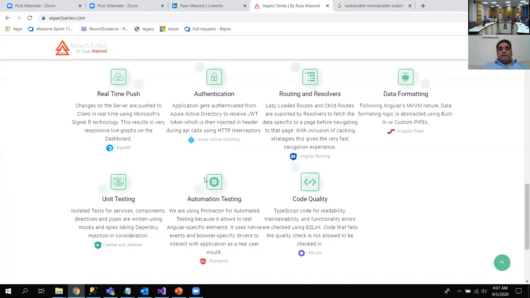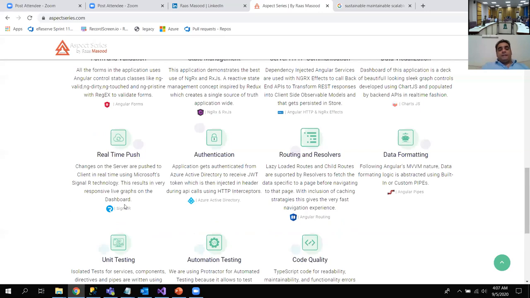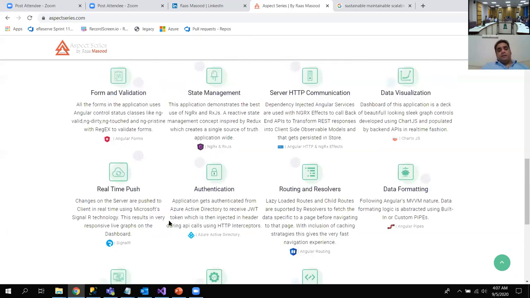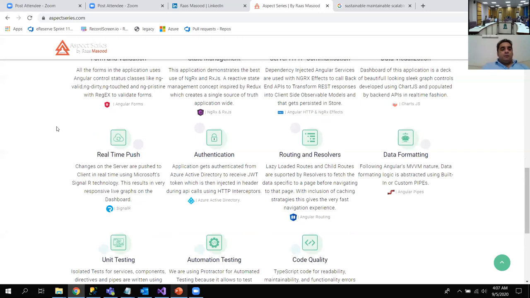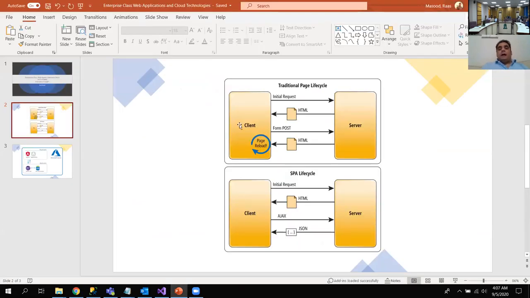In the same way, I have a concept of real-time push. What is real-time push? Normally what happens is that a client, a browser, makes a call to the server, and the server says, okay, here's what you were looking for, right? That's something which normally happens in a web application.